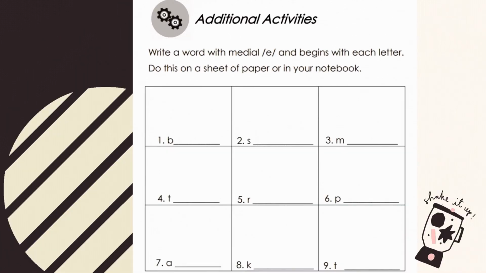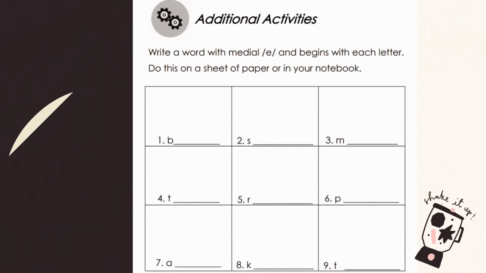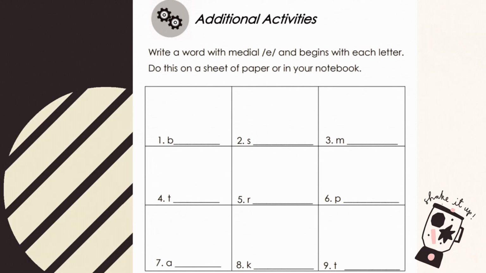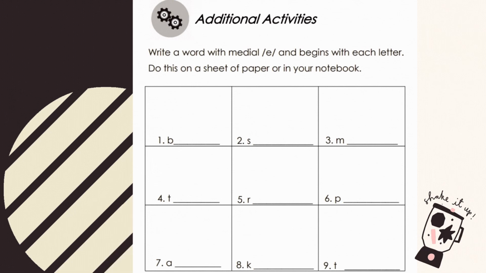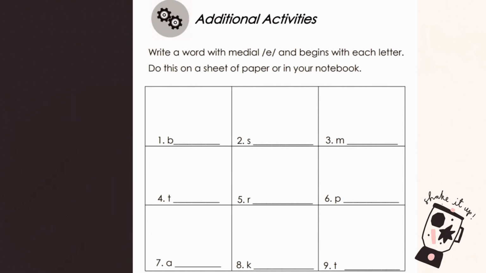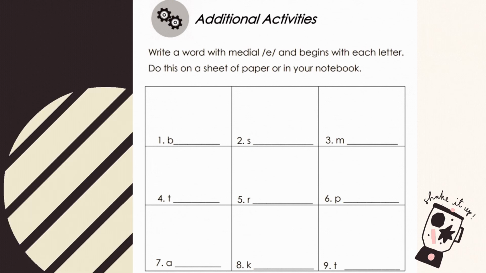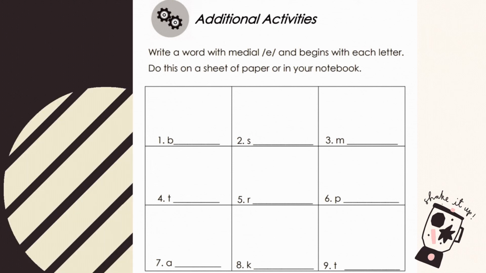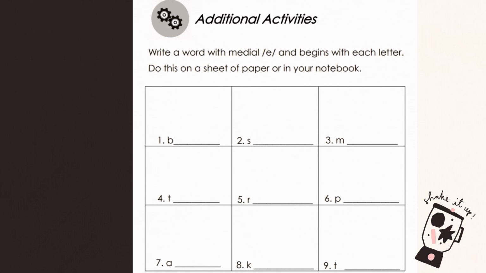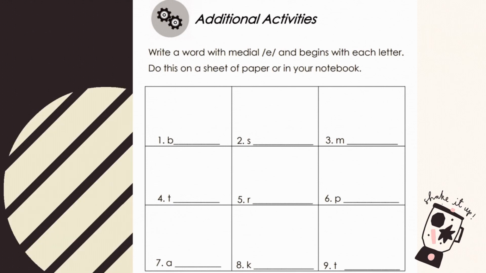And lastly, for the additional activities, write a word with medial E that begins with each letter. Do this on a sheet of paper or in your notebook. Think of words with medial E sound and write them down considering the given beginning letters in each number.